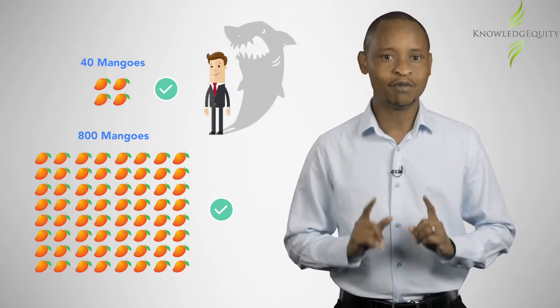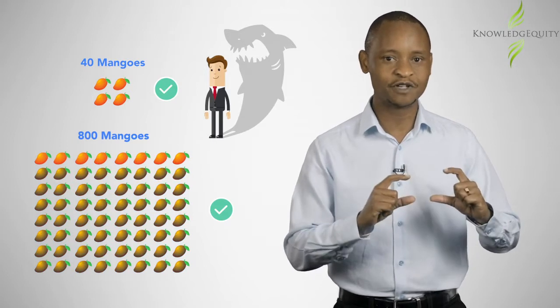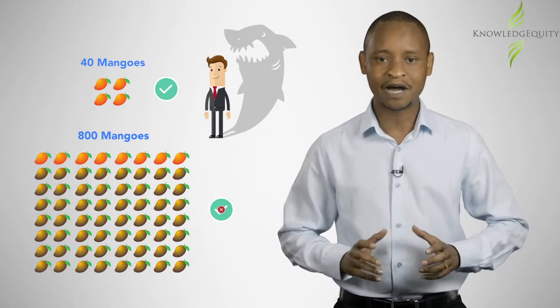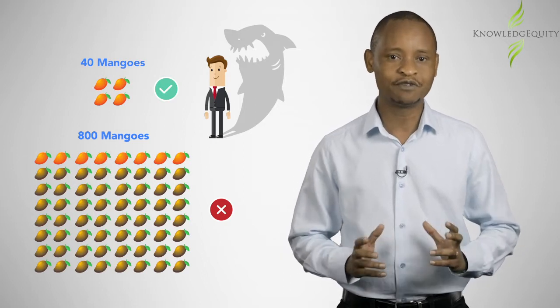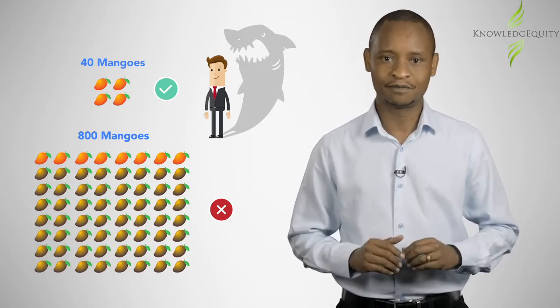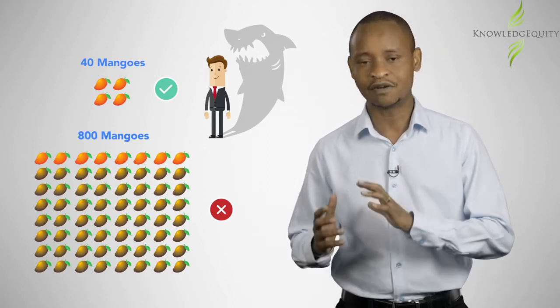Jane, however, bought the mangoes from a dodgy supplier who placed the good mangoes on the top of the container while placing the bad mangoes at the bottom. Jane unfortunately picked the sample of 40 mangoes from the top of the batch. Based on the above, we can conclude that the sample was not a representative of the whole population.